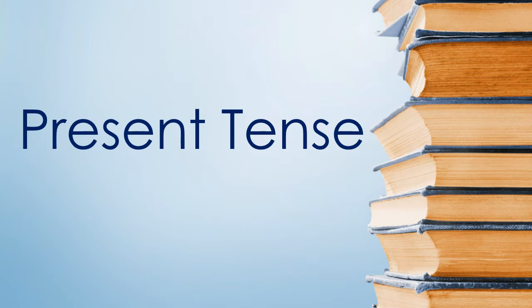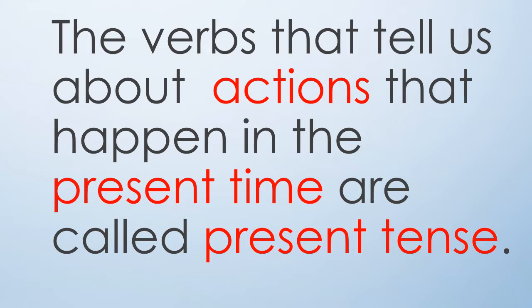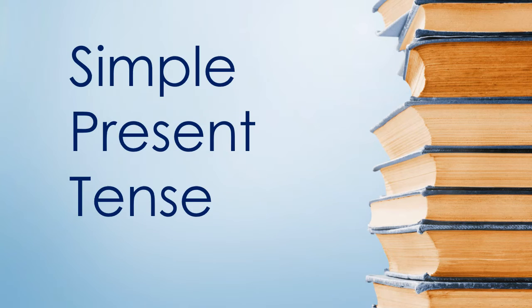In the last class, we learnt what present tense is. The verbs that tell us about actions that happen in the present time are called present tense. Then we learned there are two types of present tense: simple present tense and present continuous tense.